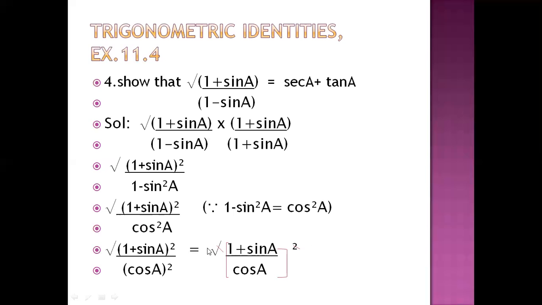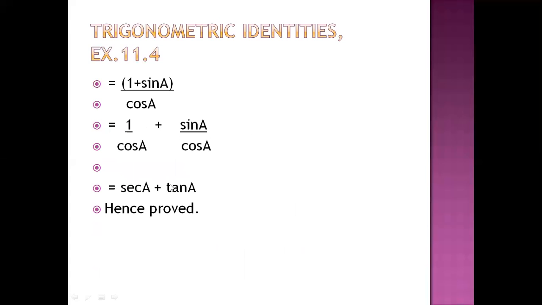Once again, I am telling you, this root is for both the numerator and the denominator, everywhere in all these steps. Then when you make this a complete whole square, if you cancel this root and this square, the leftover is 1 plus sin A by cos A. Now separate it: 1 by cos A plus sin A by cos A. You know that 1 by cos A is secant A and sin A by cos A is tan A. So this is the proof that root over 1 plus sin A by 1 minus sin A is equal to secant A plus tan A. Hence it is proved.